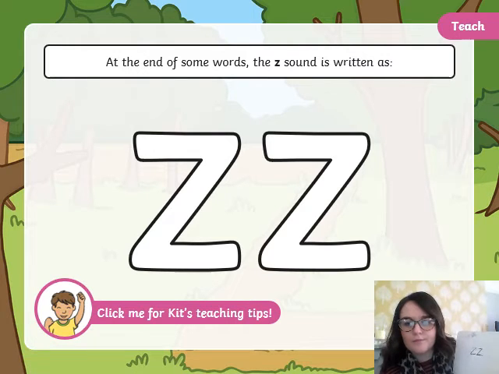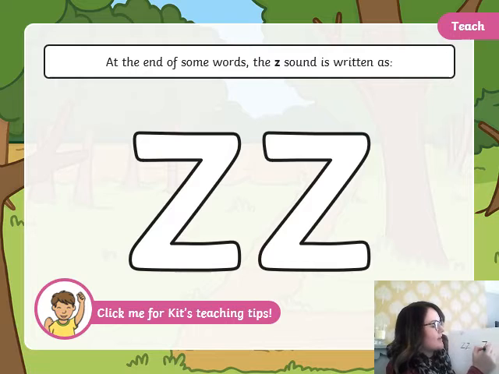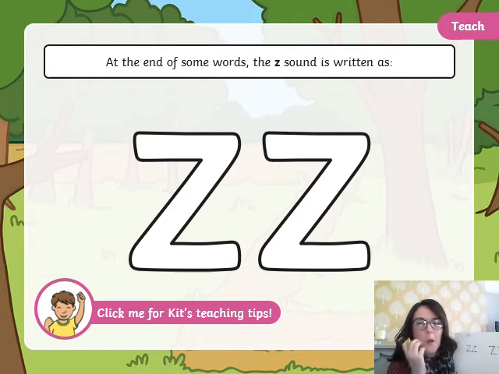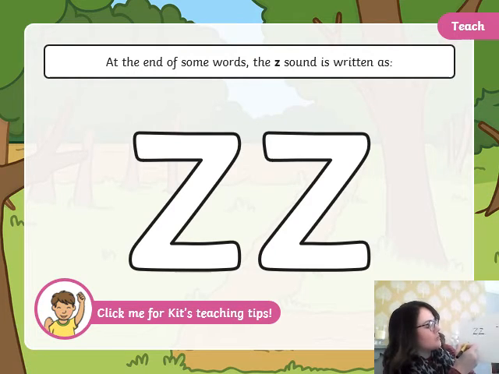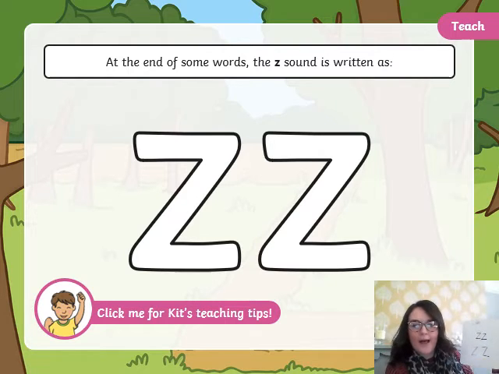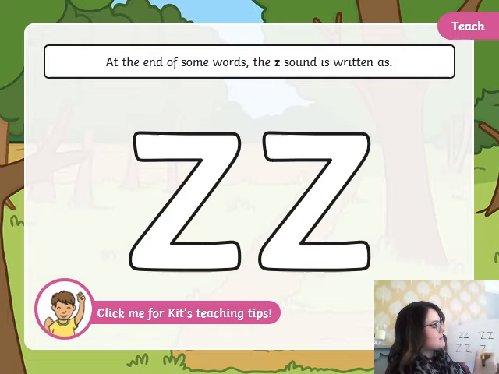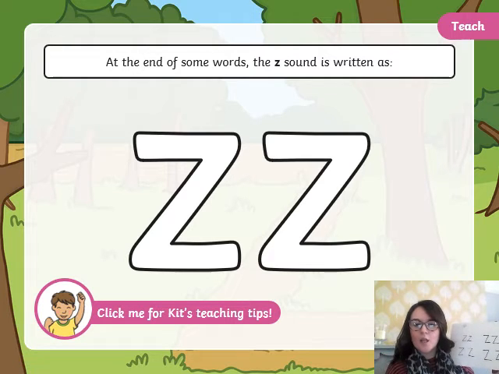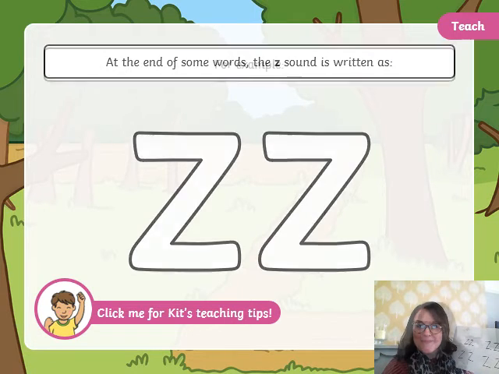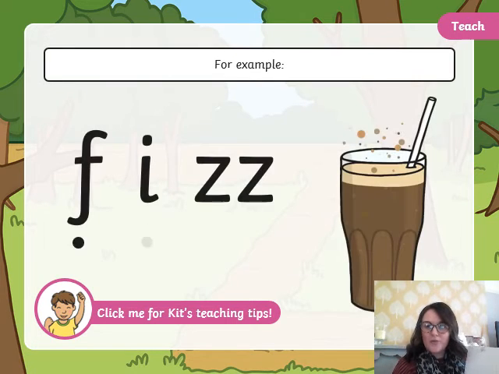Z. See if you can write two together. Like that. See if you can write some more down here. Remember, zig, zag, path. Zig, zag, path. Lovely. Fill your whiteboards up. Lots of practice, okay?